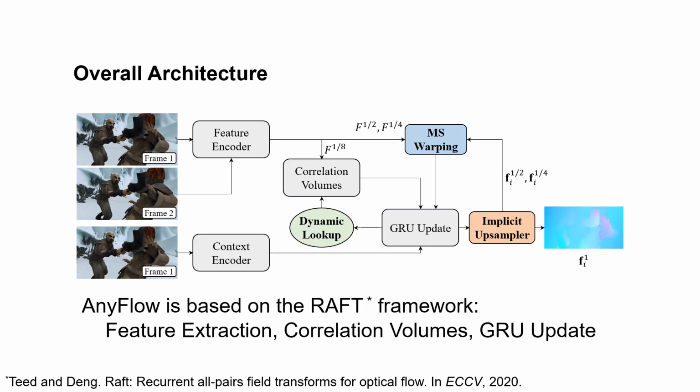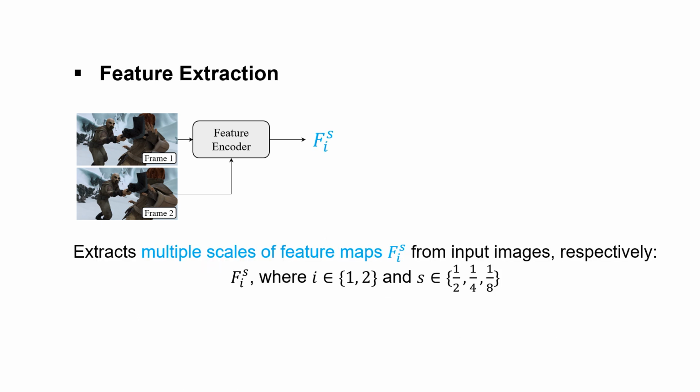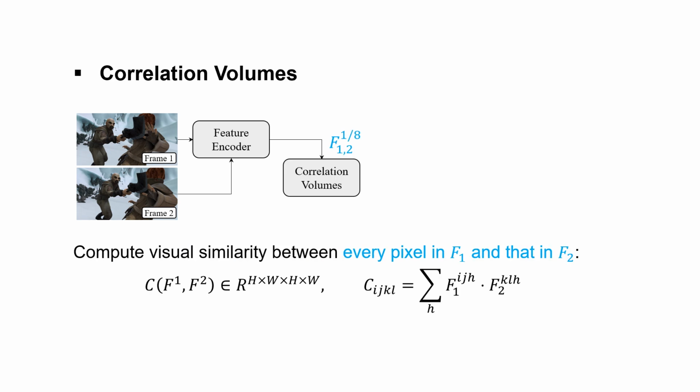AnyFlow is based on the RAFT framework, which consists of feature extraction, correlation volumes, and GRU update. In the feature extraction stage, a single shared feature encoder extracts multiple scales of feature maps from the two input images respectively. Subsequently, the extracted feature maps are used to compute the correlation volumes, which are basically the dot product between every feature vector from the first frame and the second frame.